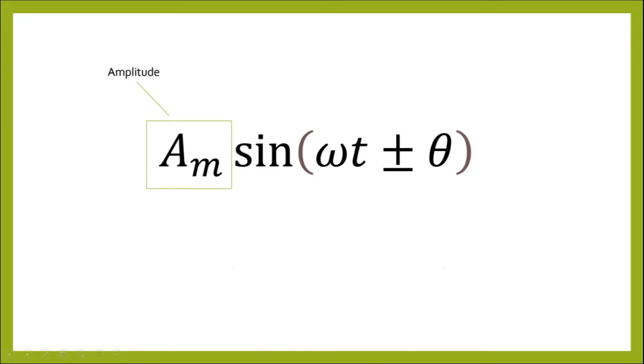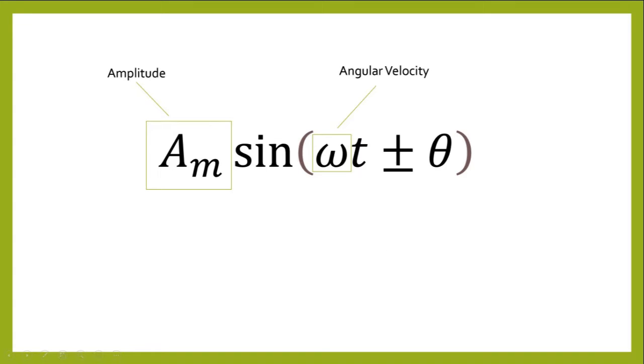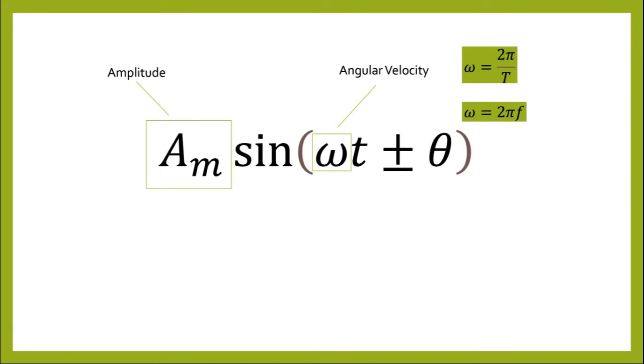The next part to look at is the lowercase omega, which is the coefficient of t, the time. Omega is the angular velocity, which is angular distance divided by time, where angular distance is in degrees or radians. For our uses, this is equal to 2 pi on the period, or 2 pi times the frequency.